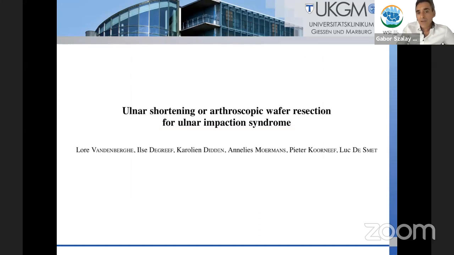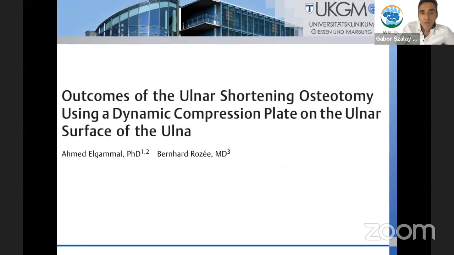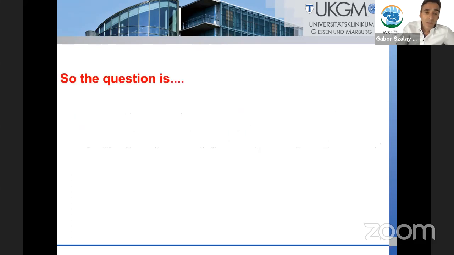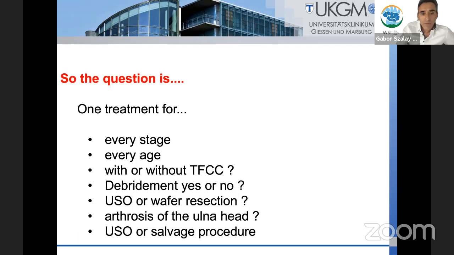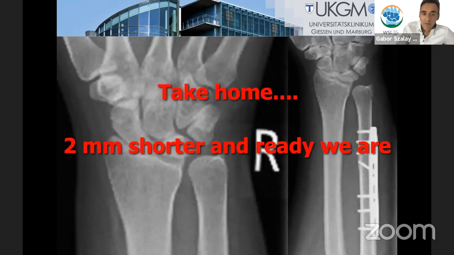The question is, ulnar shortening or perhaps arthroscopic wafer resection for ulnar impaction syndrome? The next question is the comparison of clinical outcomes after ulnar shortening osteotomy for ulnar impaction syndrome with or without debridement. The next question is, do we need an expensive dynamic compression plate for ulnar shortening osteotomy? And the next thing is, do we have to treat the TFCC lesion? So the question for this talk is: one treatment for every stage, every age, with or without TFCC debridement, yes or no, ulnar shortening or better wafer resection. What are we doing with the arthrosis of the ulnar head? And is it better to do the ulnar shortening osteotomy or perhaps the salvage procedure? So what a simple lecture, absolutely not. It is not so easy that we make it 2 millimeters shorter.